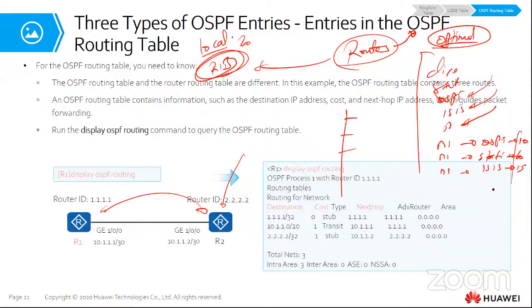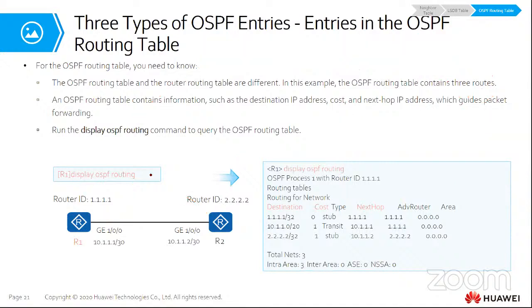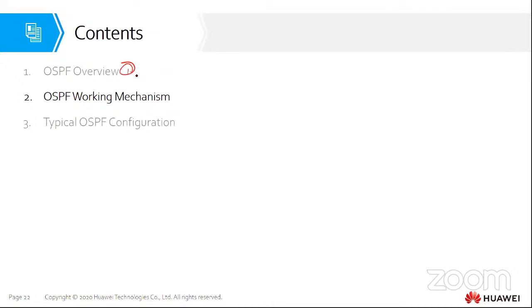Assuming none of the defaults has been changed, this one will be extracted from the OSPF routing table and inserted into the local routing table, the local routing information base. So to display the OSPF routing table, you run the command display ospf routing. So this brings us to the general end of the OSPF overview.